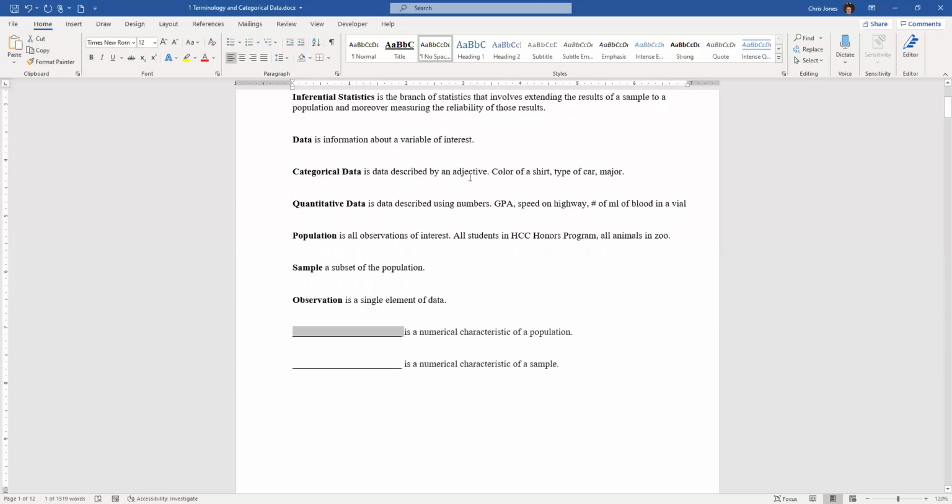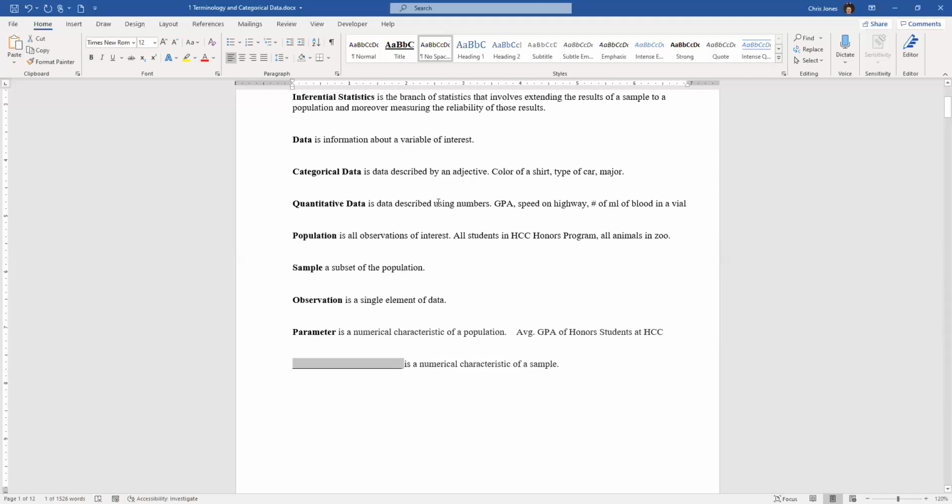If we're interested in the characteristics of a population, that is called a parameter. So a parameter is a numerical characteristic of a population. So for instance, the average GPA of honors students at HCC, right? That would be an example of a parameter.